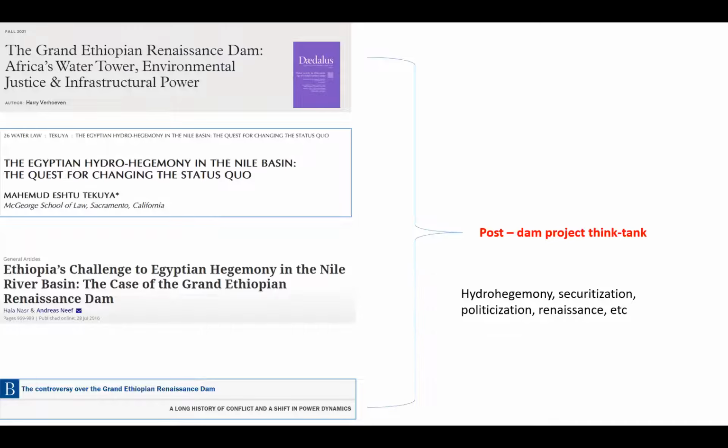Surprisingly, the pre-dam think tanking now changed its tone and its subject from development, poverty, and starvation narrative to hydrohegemony, national security, politics, renaissance, etc. Some assert Ethiopia built the dam to hold hegemony over the regional countries. Others allege the then ruling party used the infrastructure development as a way of legitimizing power over the people. So the tone has changed substantially.